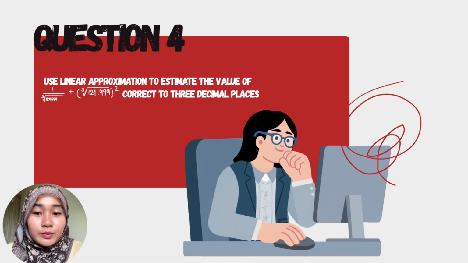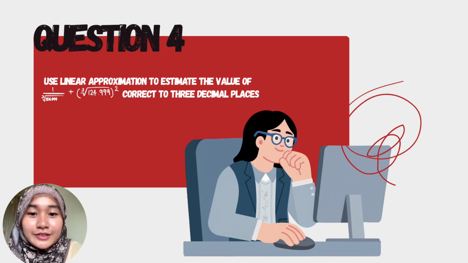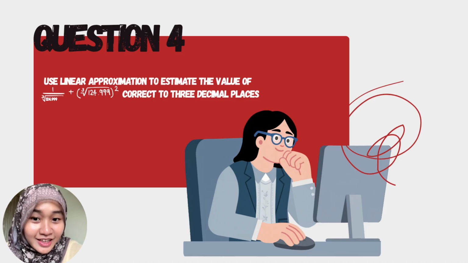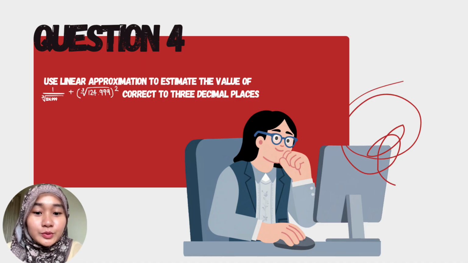Okay, so now we move to the last question, question 4. It says use linear approximation to estimate the value of 1 over cube root of 124.999 plus cube root of 124.999 to the power of 2.